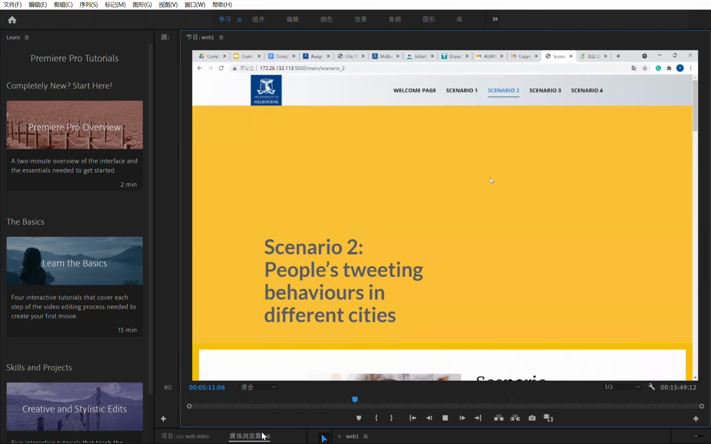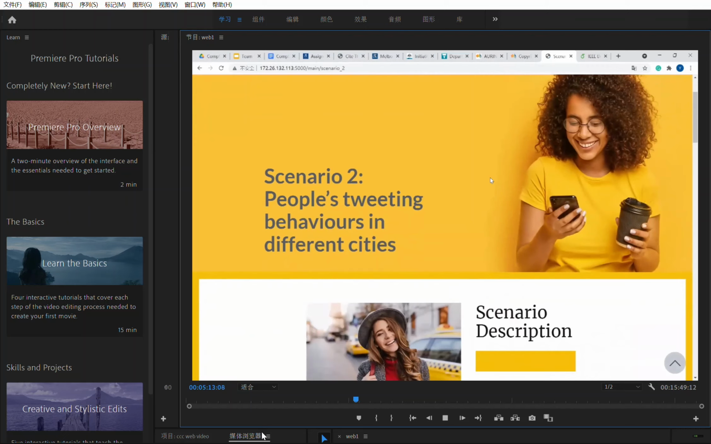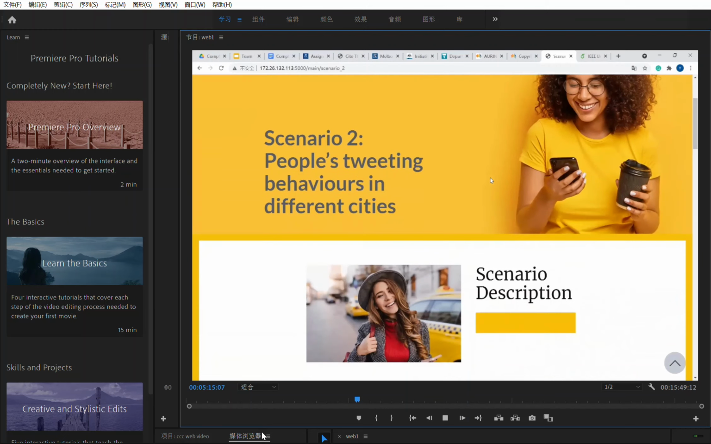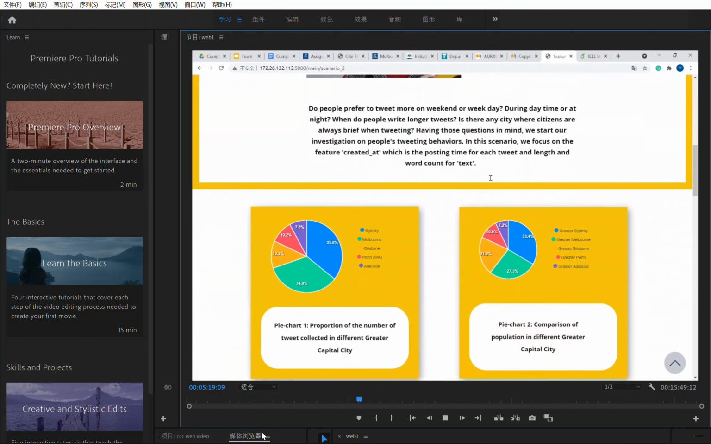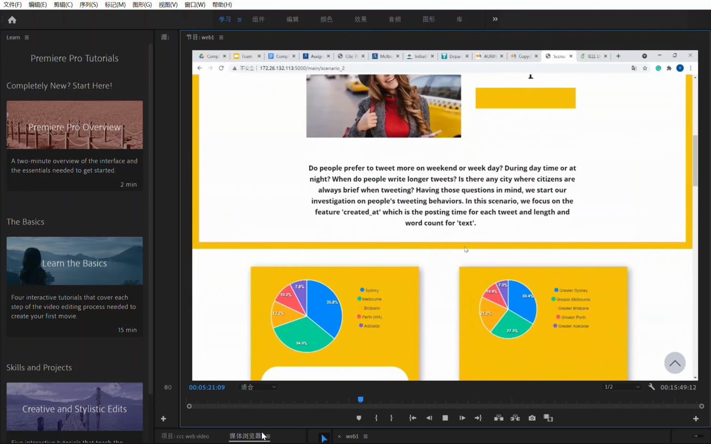Here we come to scenario 2. It is about people's tweeting behavior in different cities. We wonder, do people prefer to tweet more on weekday or weekend, during daytime or at night? When do people write longer tweets? And is there any city where citizens are always brief when tweeting? Having those questions in mind, we start our investigation on people's tweeting behavior.